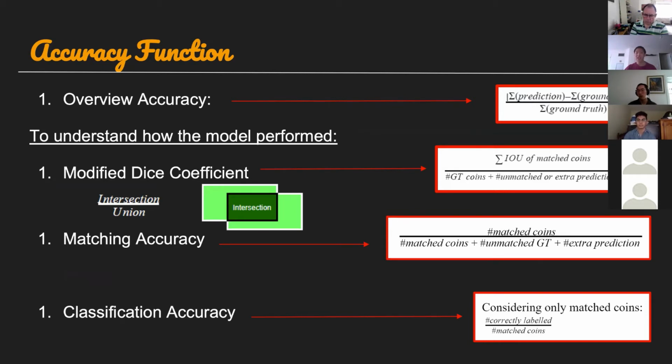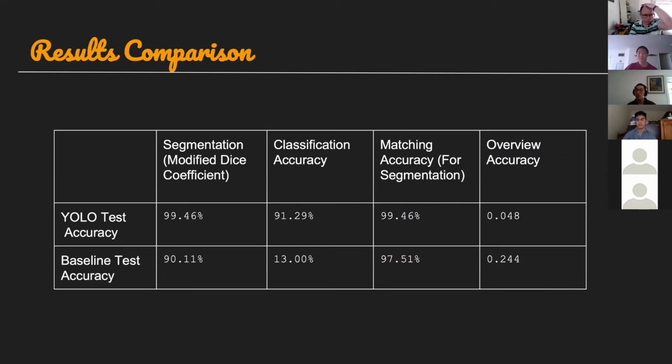Lastly, the classification accuracy is the standard number of correctly labeled over the number of matched coins. Next slide, please. So our YOLO model performed better than our baseline model. We had very strong segmentation results, and the classification accuracy was strong as well, but not as pronounced.